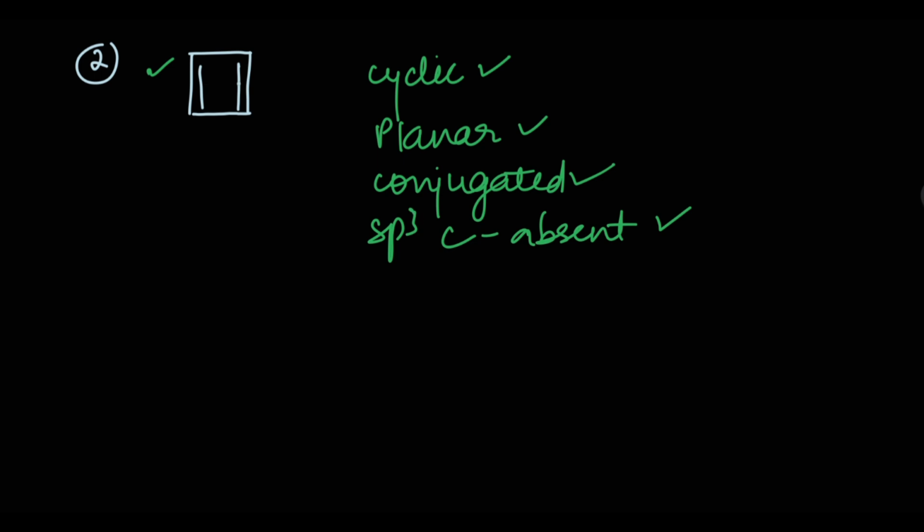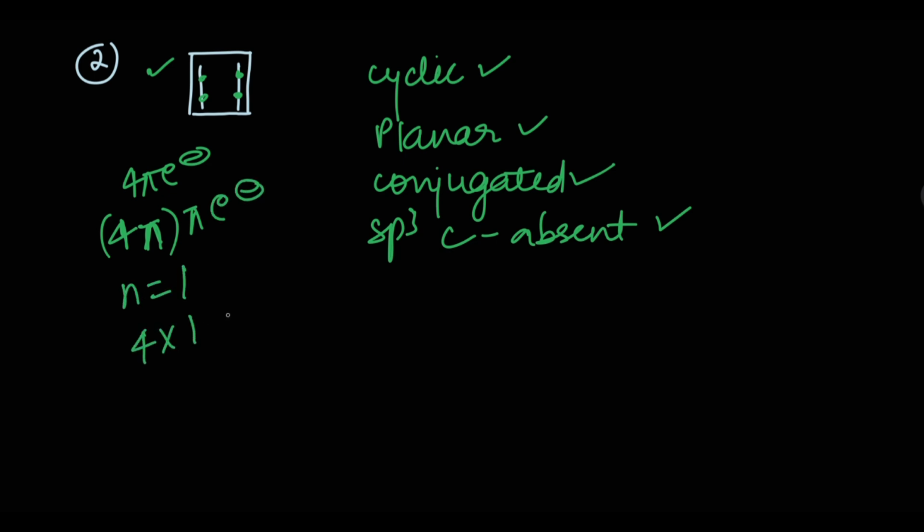But how many pi electrons are there? So here are 4 pi electrons. So it follows the 4n pi electron rule. For n equal to 1, it is 4 times 1, that is 4 pi electrons. So this follows the anti-aromatic rule of Huckel's rule. So it is anti-aromatic in nature.